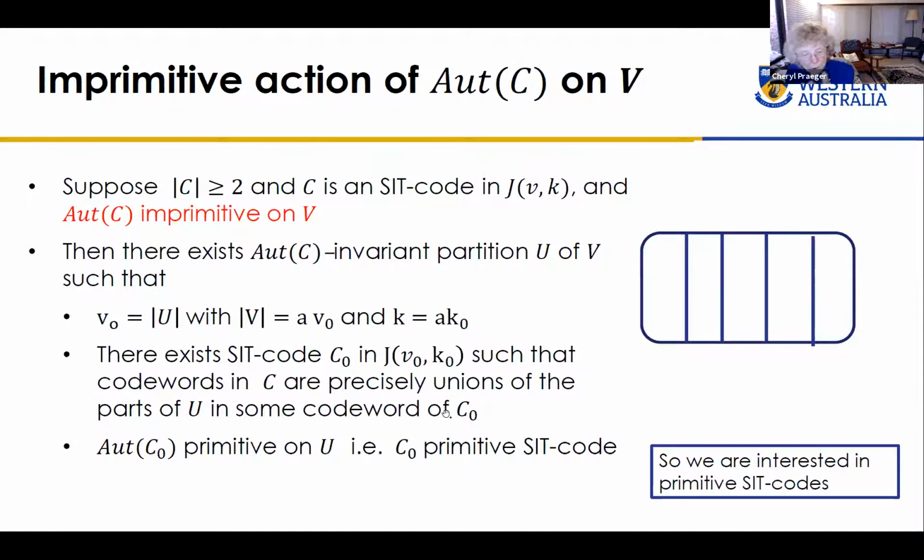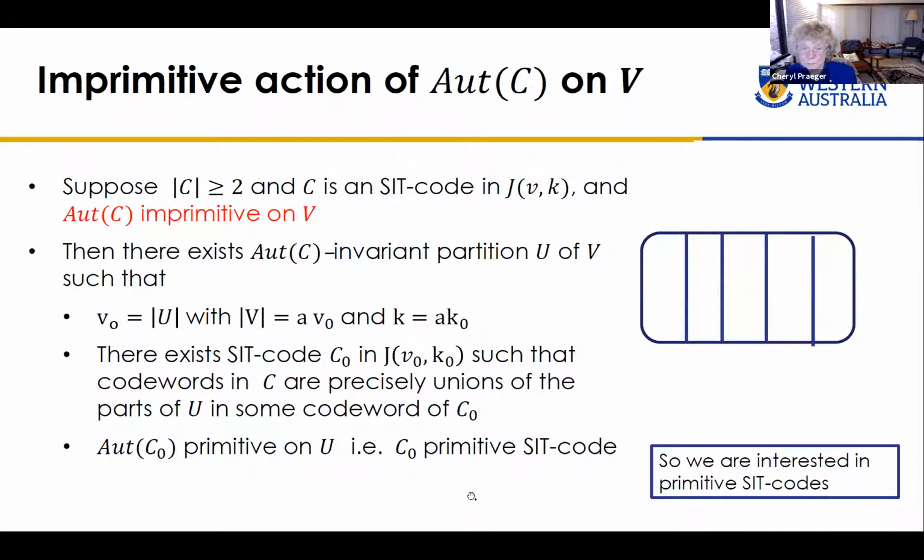So you just sort of blow up every code word of C naught and you get exactly the same number of code words, but they're just bigger, fatter. And you can always choose your invariant partition in such a way that the C naught is primitive. So we can always construct our imprimitive SIT codes from primitive ones. So we're really interested in primitive ones. That's the code point of view.